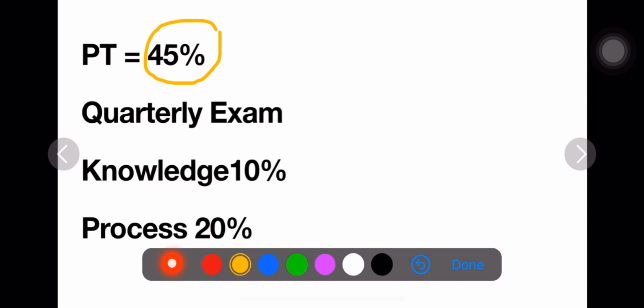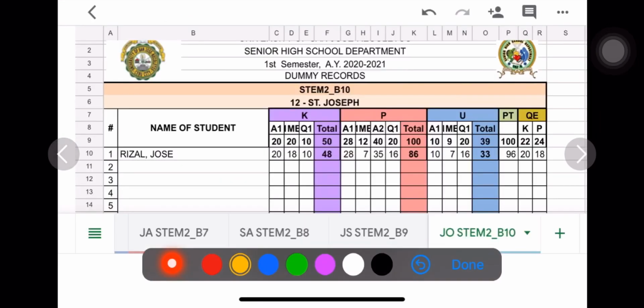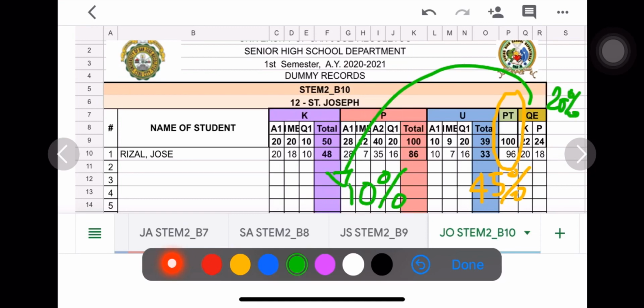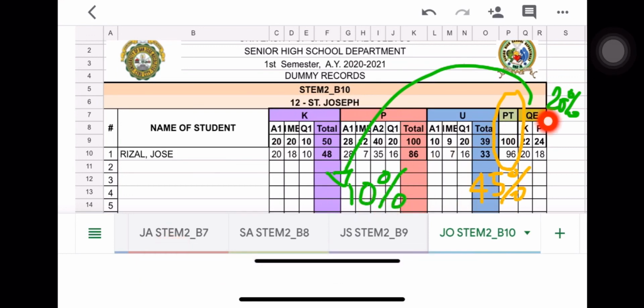For the performance task, that is the highest among the different percentages. So it's 45% of your grade. For the quarterly exam, knowledge is 10 and process is 20. So here the PT is 45%. For the quarterly exam in knowledge, that's 10, and process is 20. Okay, 45, 10, and 20%.